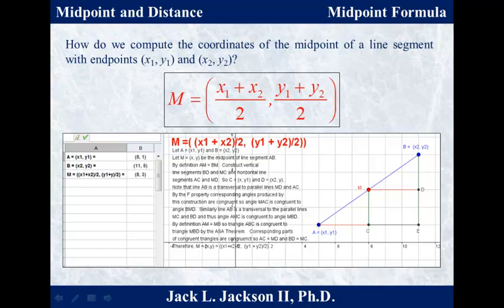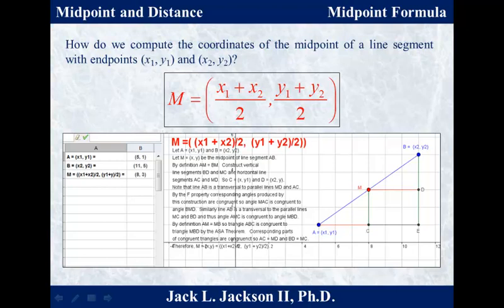D is the same distance from B as it is from E, and C is the same distance from A as it is from E, and so horizontally M is halfway between A and B, horizontally, or their x-coordinates, and same way for the y's.